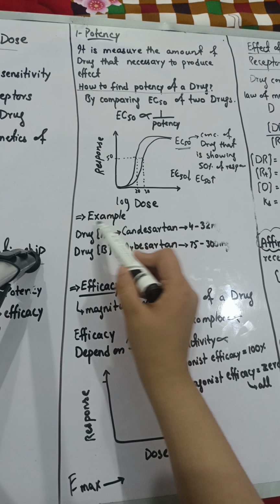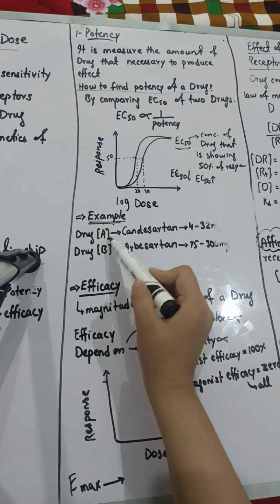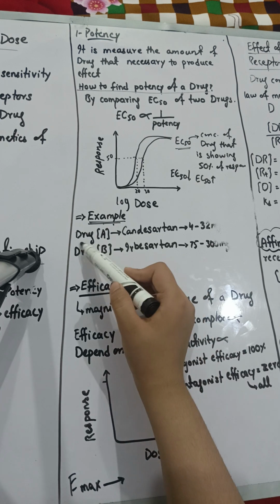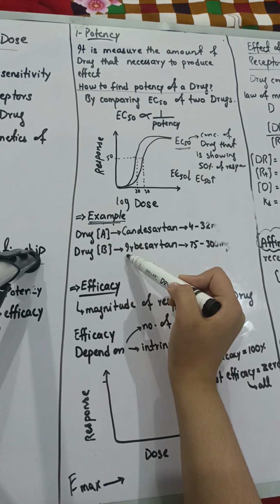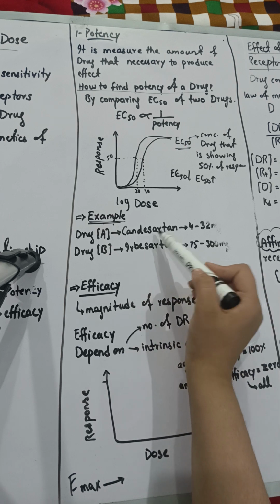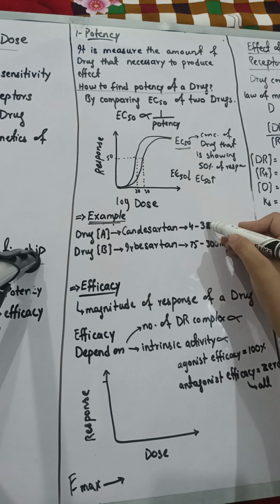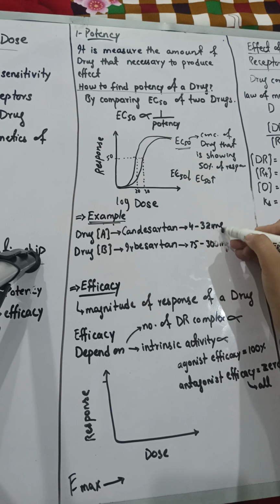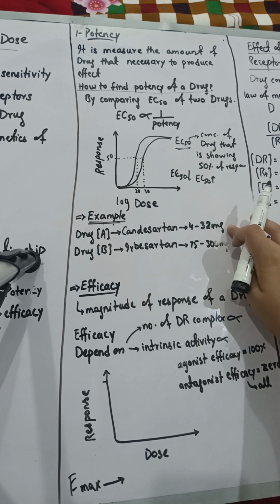Now let's understand it with the help of an example. I have given the names of these drugs: drug A is candesartan and drug B is irbesartan. These are two antihypertensive drugs. The dose for candesartan is 4 to 32 mg. Okay, so this is the EC50 for that drug.